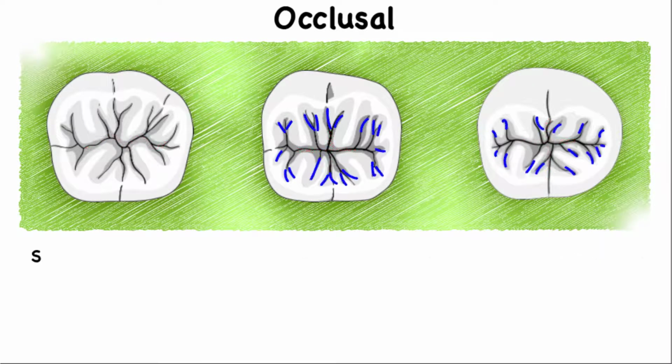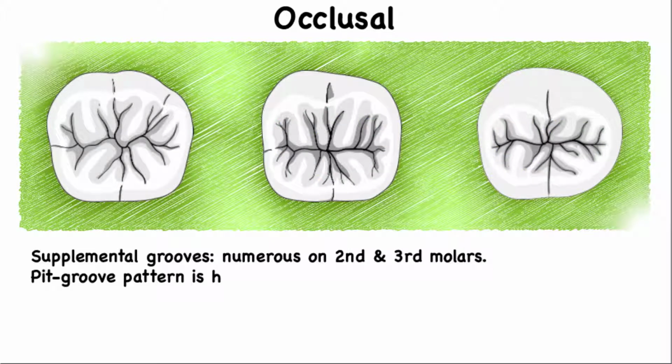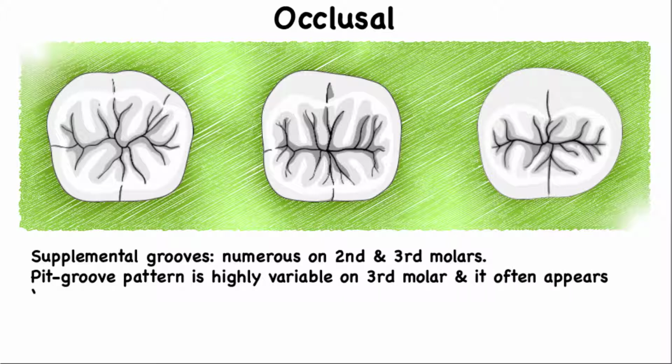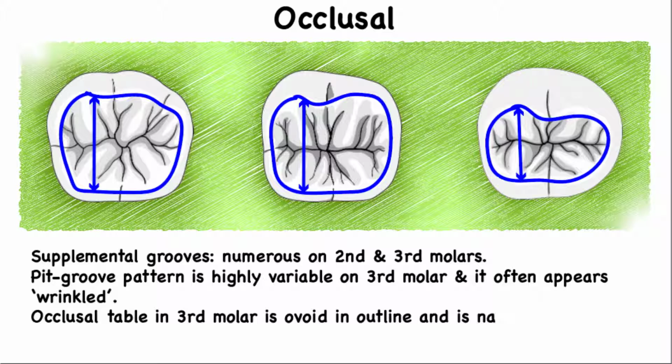There are numerous supplemental grooves on the second and third molars. The pit and groove pattern is highly variable on third molars and therefore its occlusal surface often appears wrinkled. The occlusal table in the third molar is ovoid in outline and it is narrower than the first and second molar.